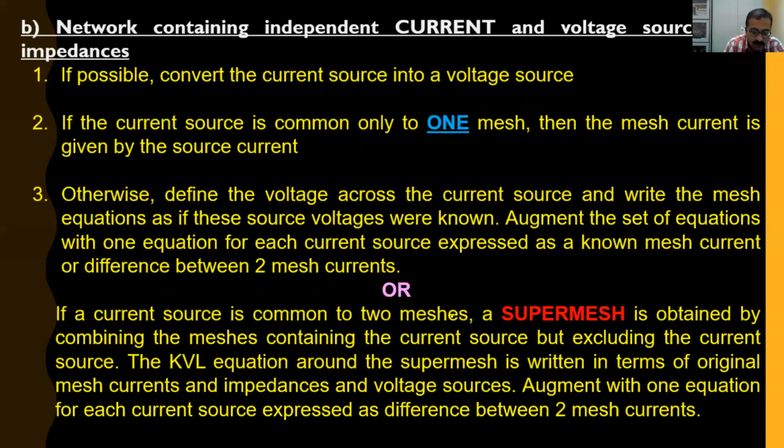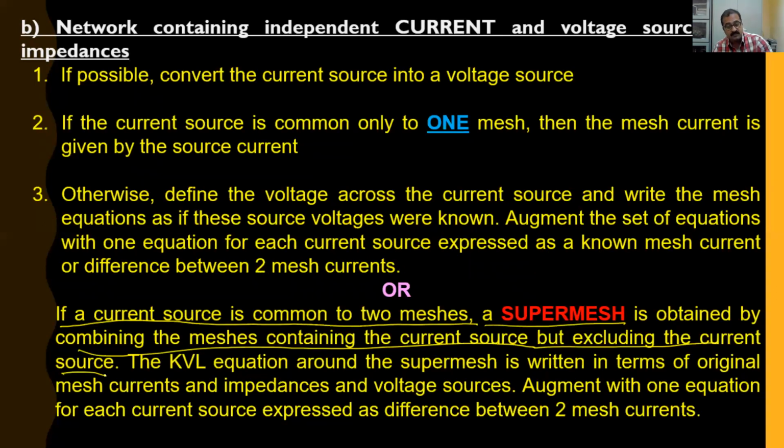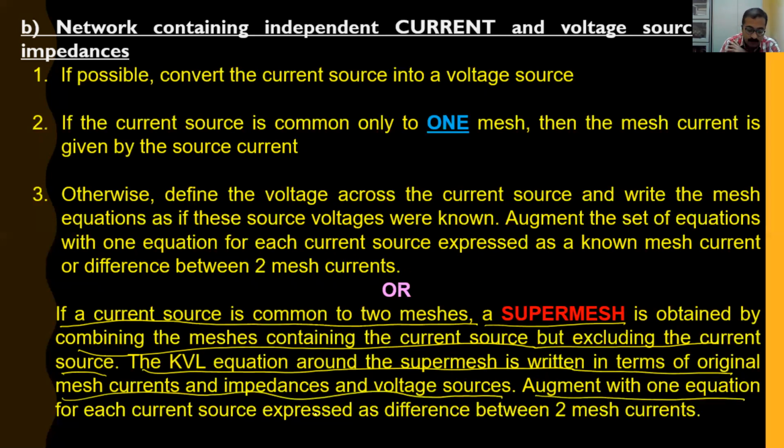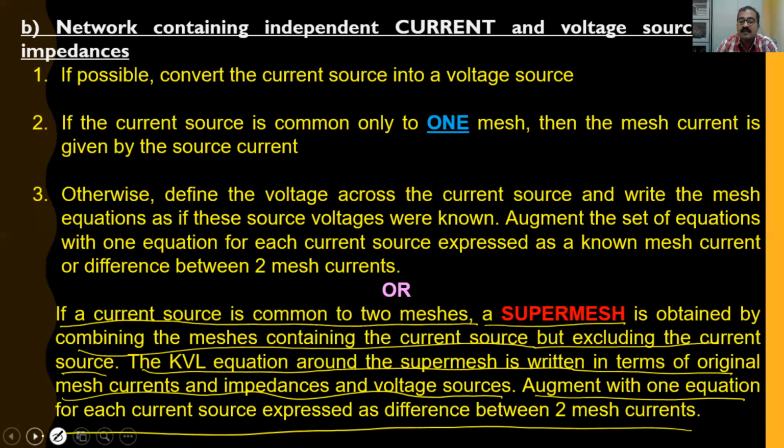Or, if a current source is common to two meshes, then we have to create a super mesh. How? By combining the meshes containing the current source, but excluding the current source. You have to combine the two meshes in which the current source is common, but you have to exclude the current source. The KVL equation around the super mesh is written in terms of the original mesh currents, impedances and voltage sources. Augment with one equation for each current source expressed as difference between two mesh currents. Let's take one example, then it will be clear.